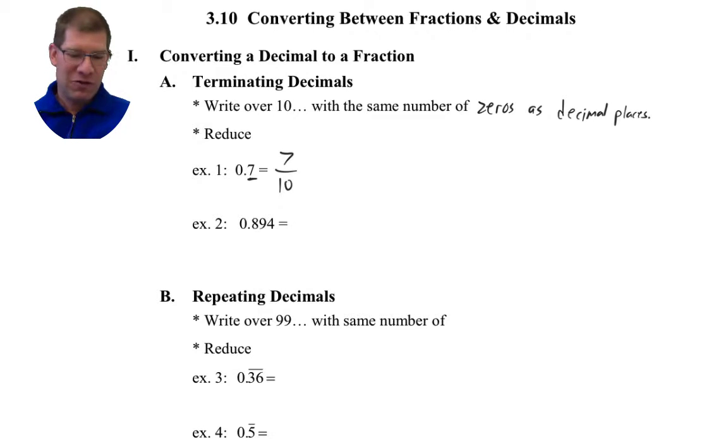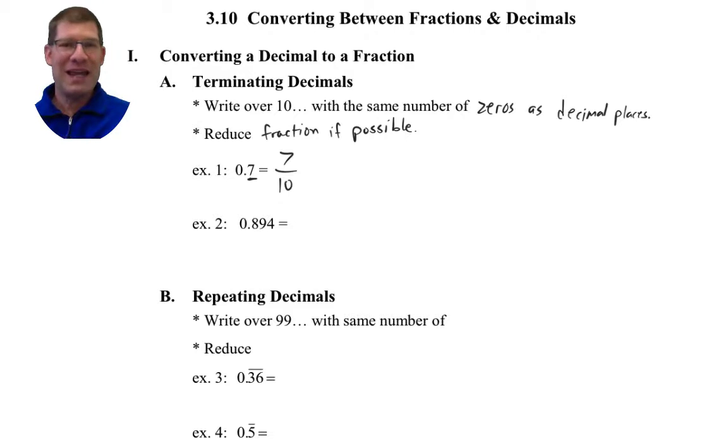The second thing is if you can reduce the fraction, then you should. So I'm going to say reduce fraction if possible. If you can divide both the numerator and the denominator of the fraction by the same number, then you do it. In this case, 7 and 10 are not both divisible by something, so we are done.